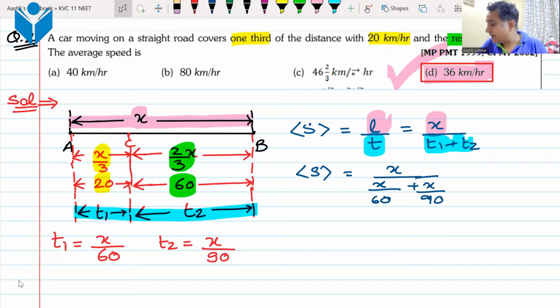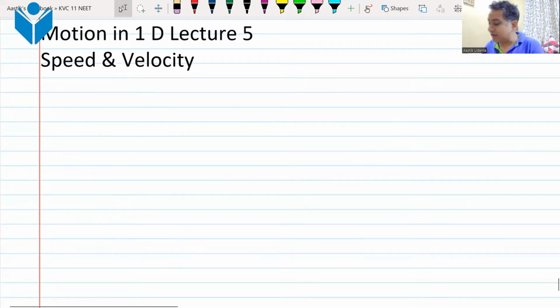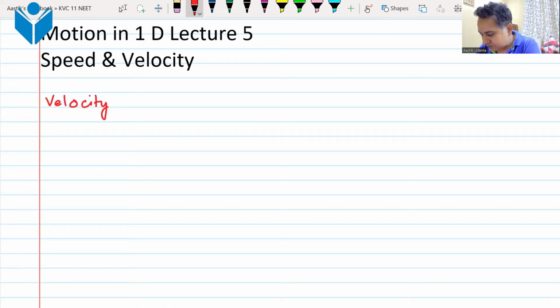Okay, in this part we will move on and we will see the types of velocity. So the heading for this class to begin with is velocity. Please write the heading velocity. Now velocity is represented by the letter V with a vector because it is a vector.